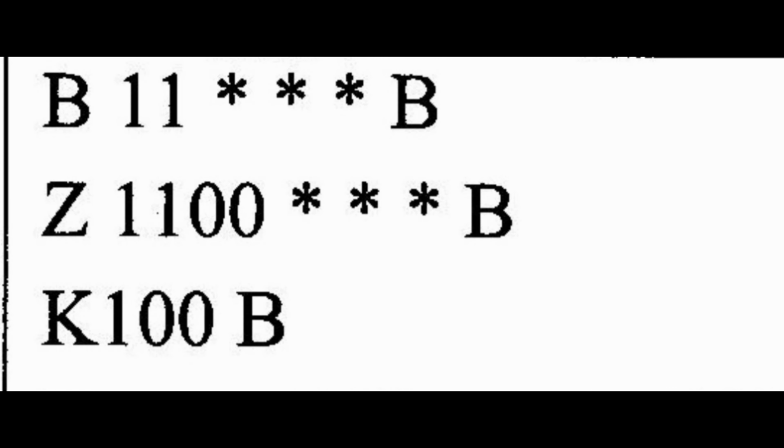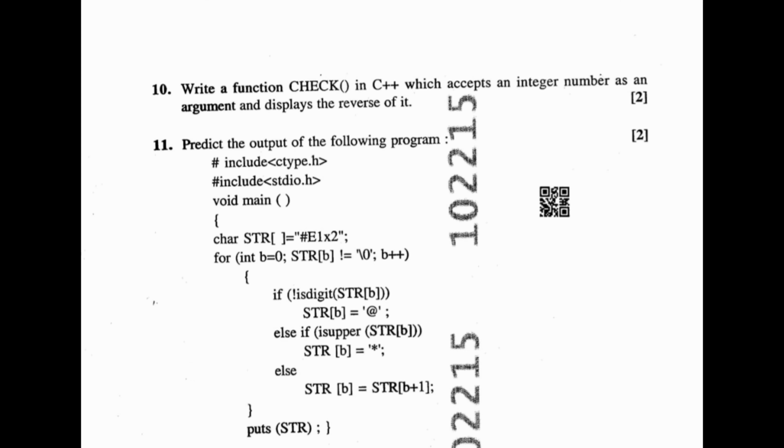Question 9. Write the output of the following code. Assume all the required header files are already included. Answer. B11 star star star B. Next line. Z1100 star star star B. Next line K100 B.